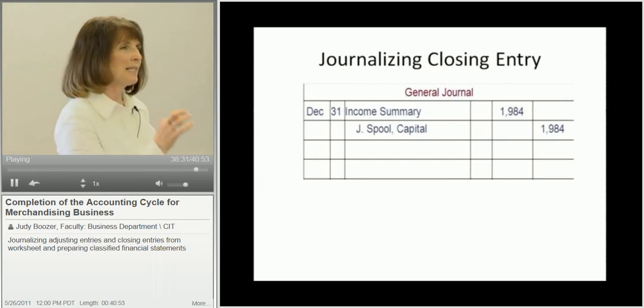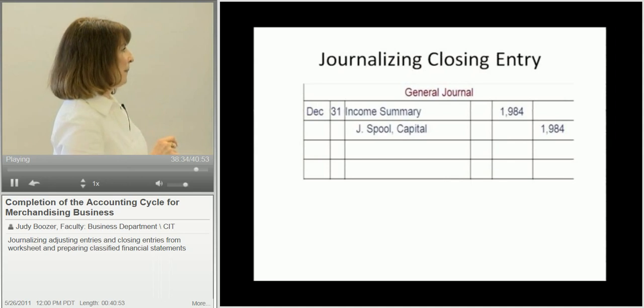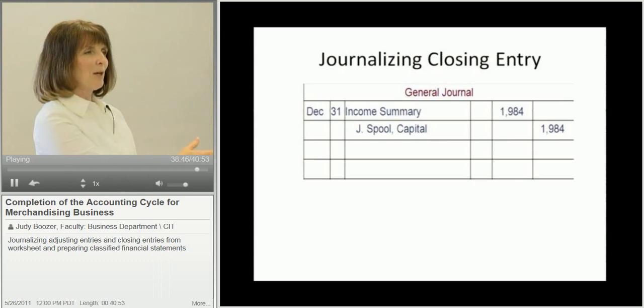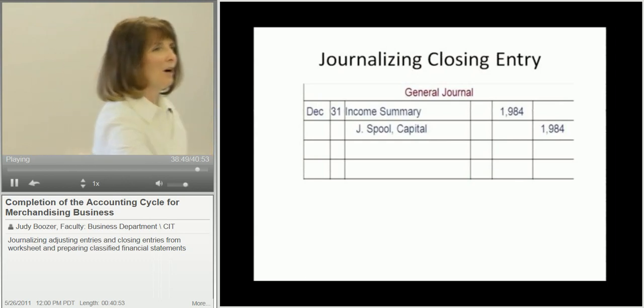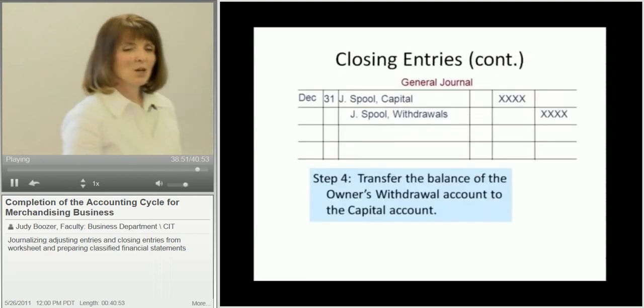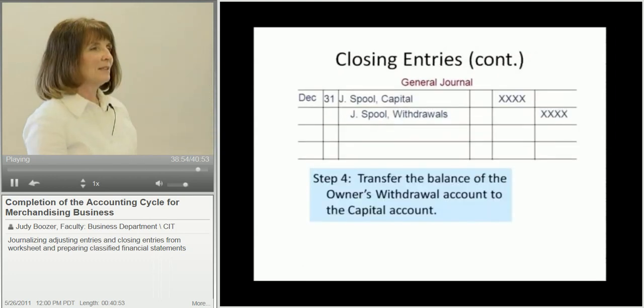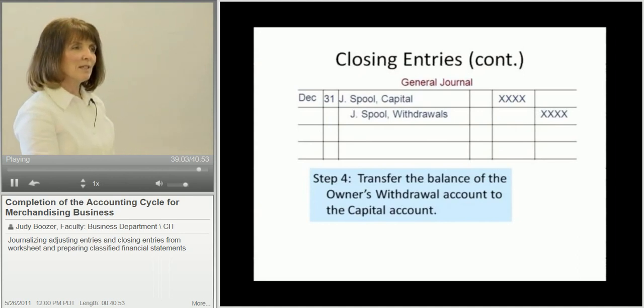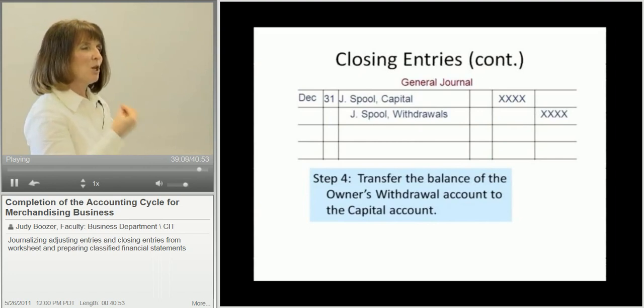And what's the last step in closing entries? And this is the same as before. So how do you close out withdrawals? Credit it. So what are you going to debit? Capital. If you're debiting capital, is capital going up or down? Down. All makes sense. So we do J-spool capital as a debit and J-spool withdrawals as a credit. And once we journalized all of these closing entries, our capital account in the general ledger is now up to date. So we're ready to start the new year or the new accounting period.